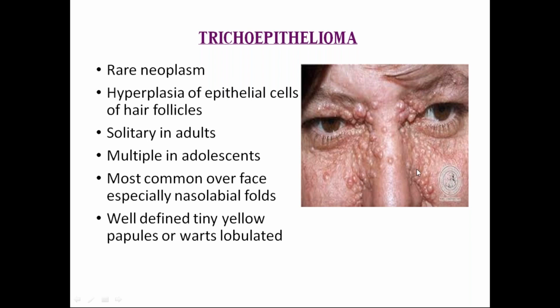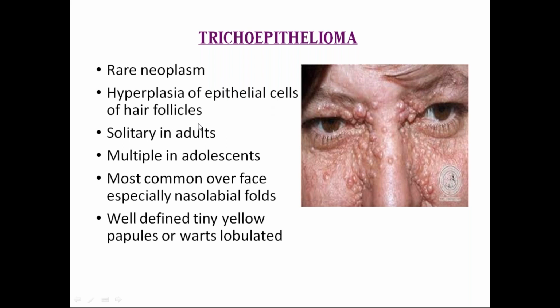It is most common over the face and nasolabial folds, usually along the lid margins and nasolabial folds, and it's a well-defined tiny yellow papule or wart, or small lobulated tumors. This is an example of trichoepithelioma, and the main cause is hyperplasia of the epithelial cells of the hair follicle.